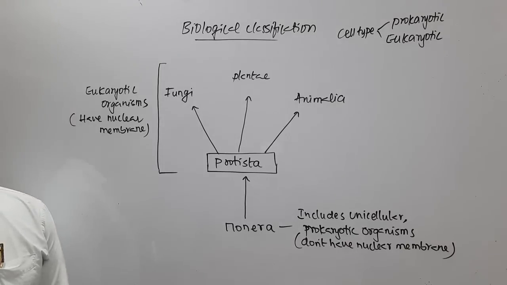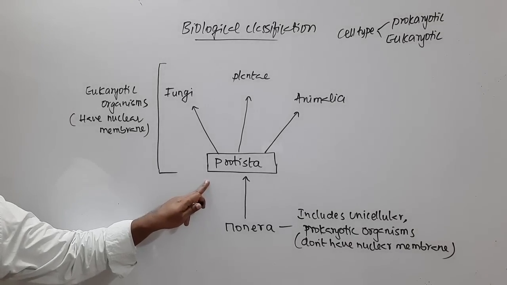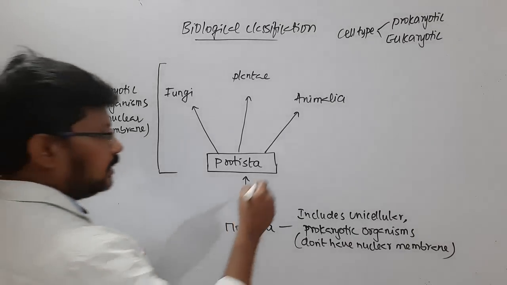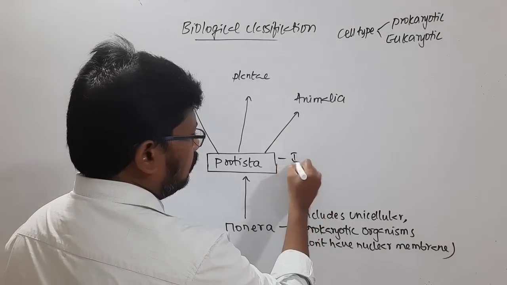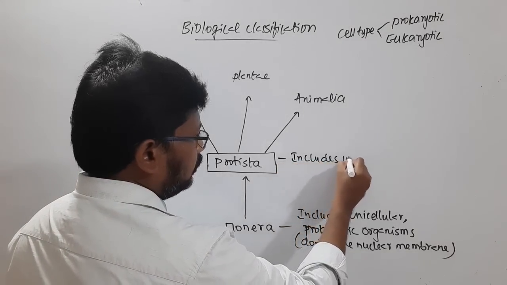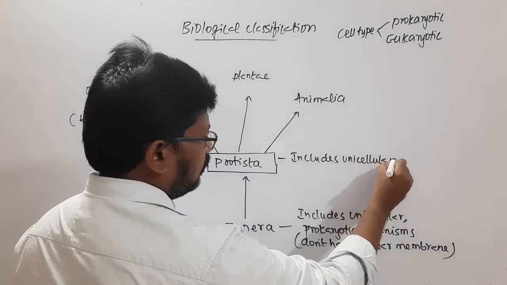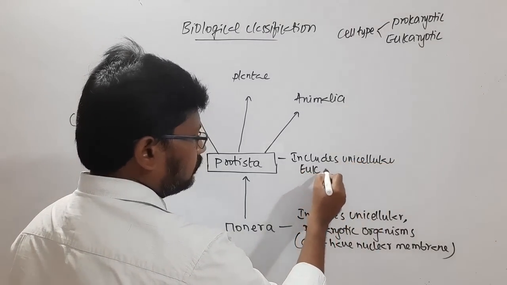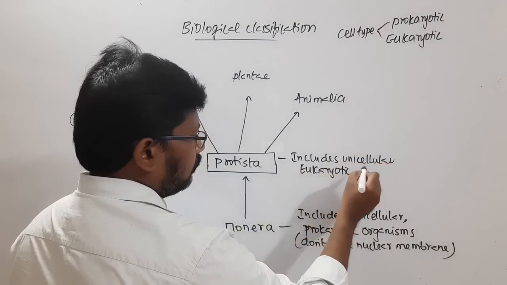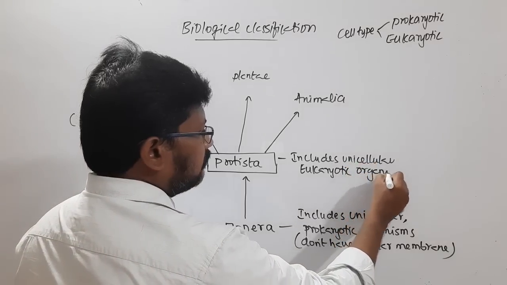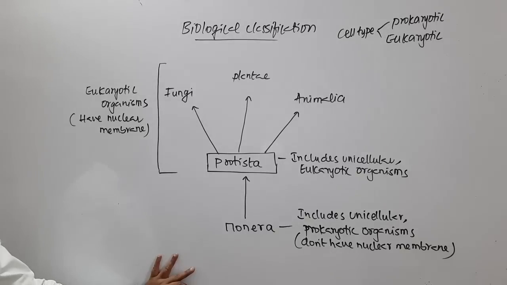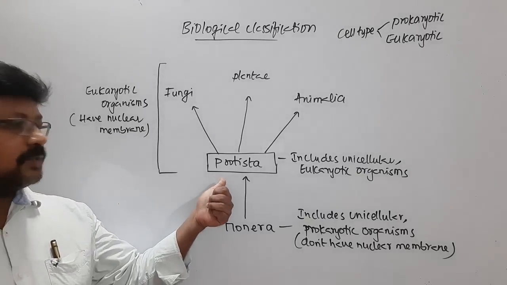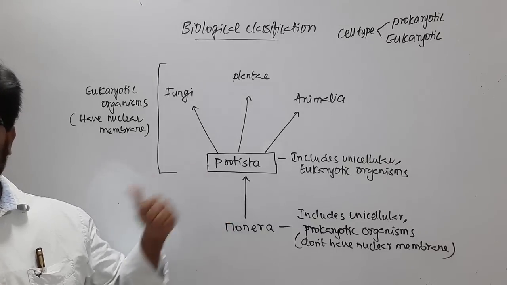Next, coming to Protista. This group includes unicellular eukaryotic organisms. All unicellular eukaryotic organisms will be included under this Protista group.